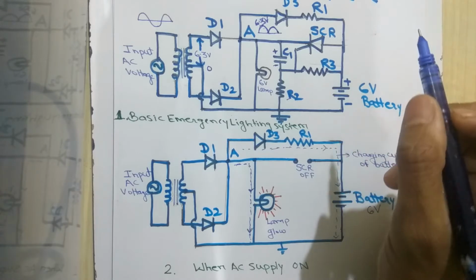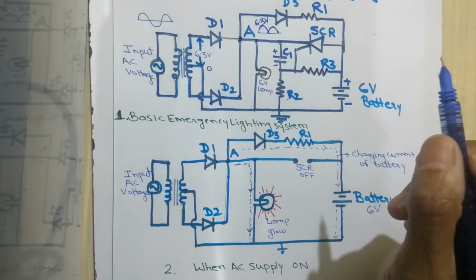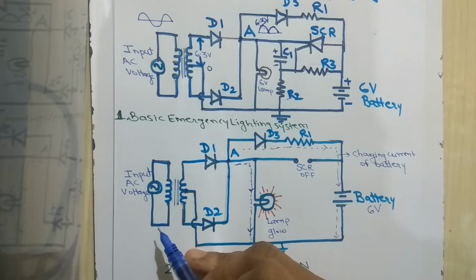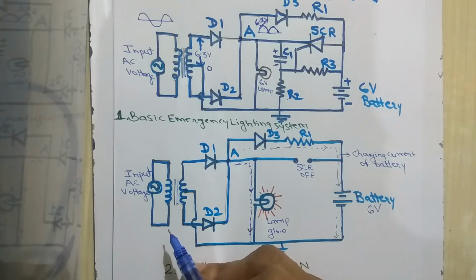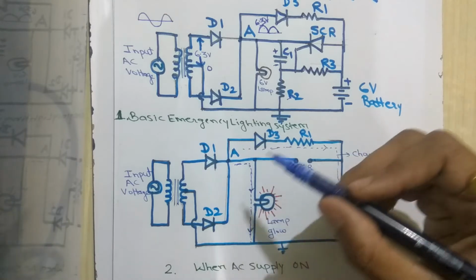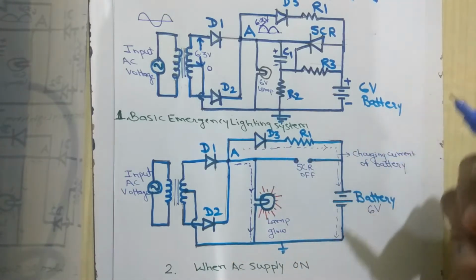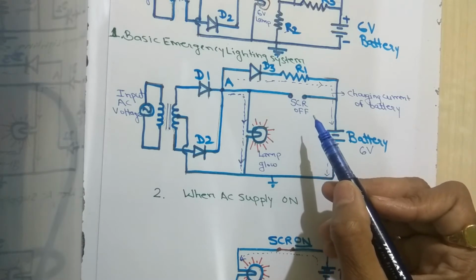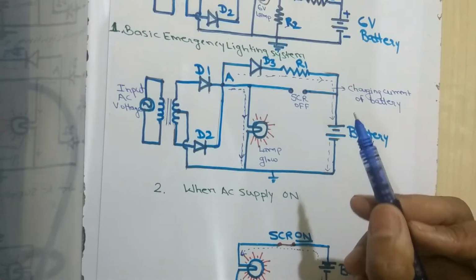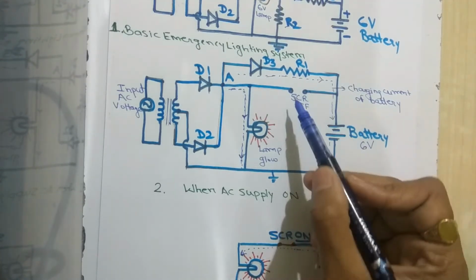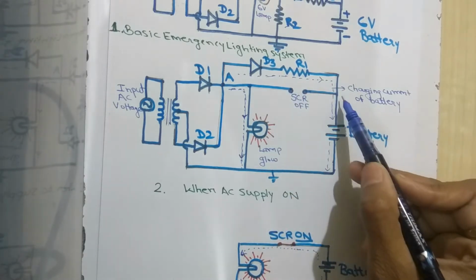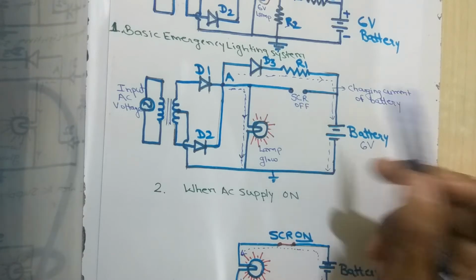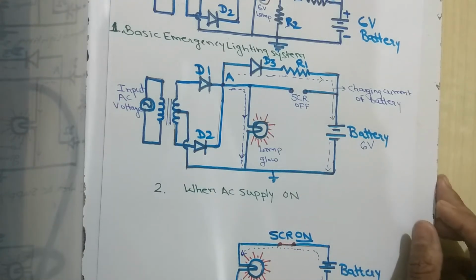Here the SCR is turned off while the input AC voltage is present or applied to the circuit, and hence this diagram 2 shows that the SCR is off, because the cathode is at a higher positive potential than the anode, and hence the SCR is off, as shown in the circuit.